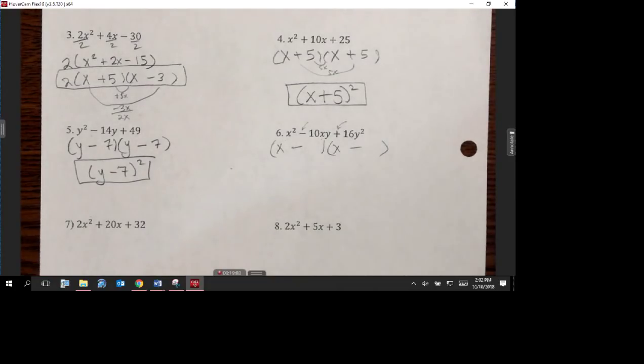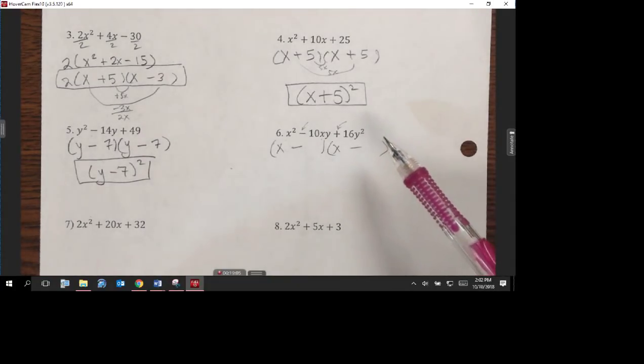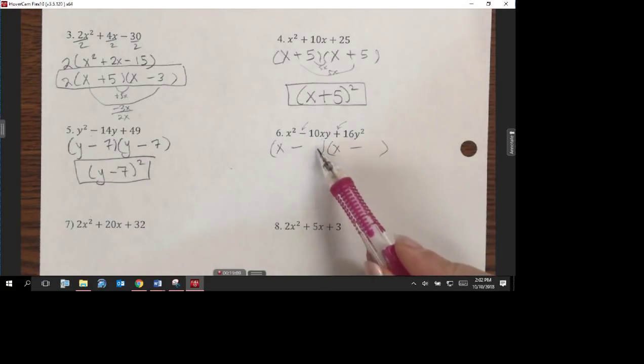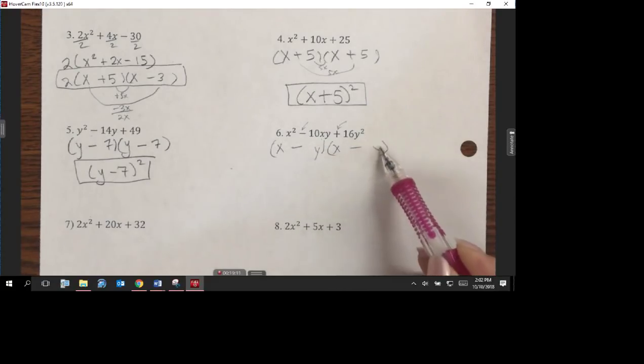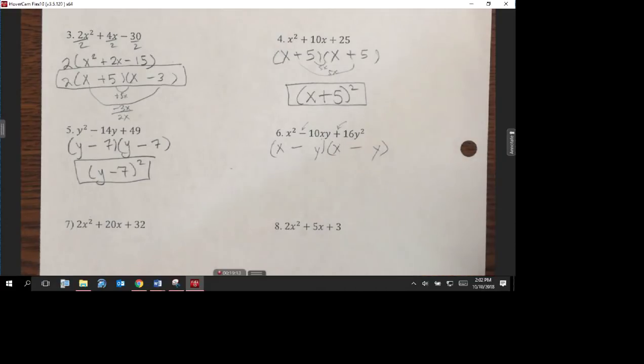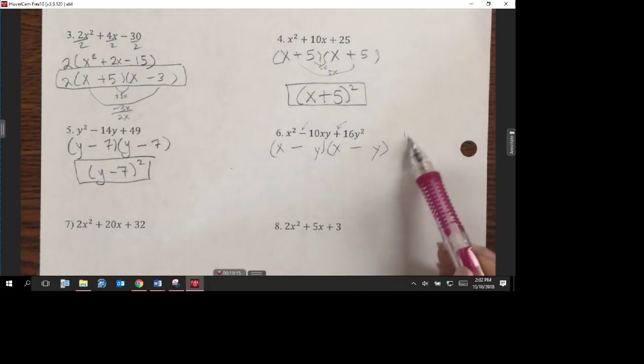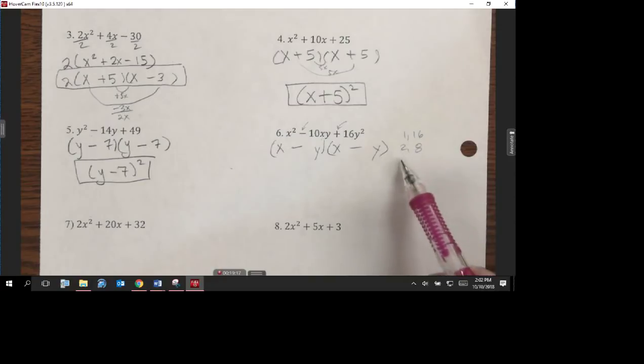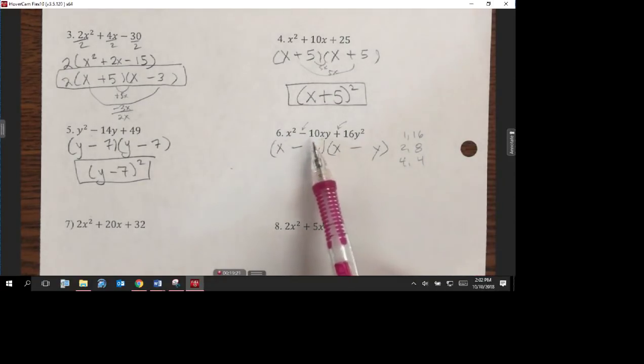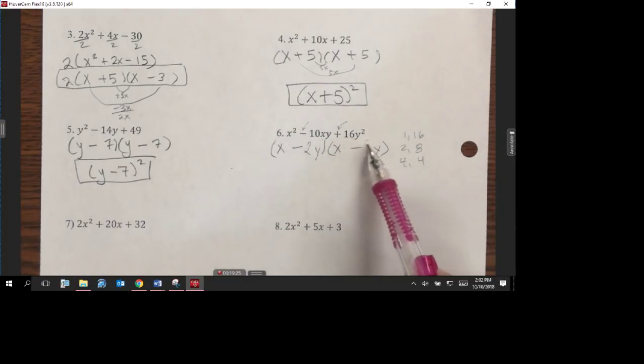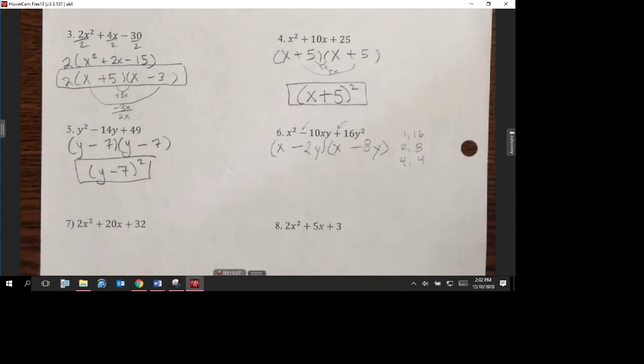Think about them separately. How do I get a y squared there? Yeah, so this is going to have a number with y. I just got to figure out what that number is. So 16 could be 1 and 16, 2 and 8, 4 and 4. Which one should I use to make a 10 in the middle? Okay. Now we will check it just in case.